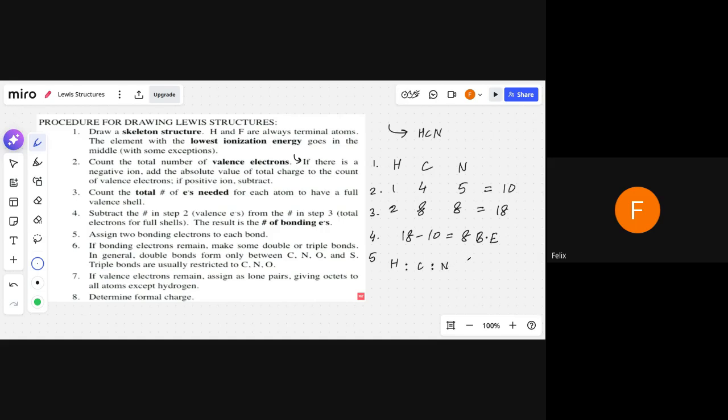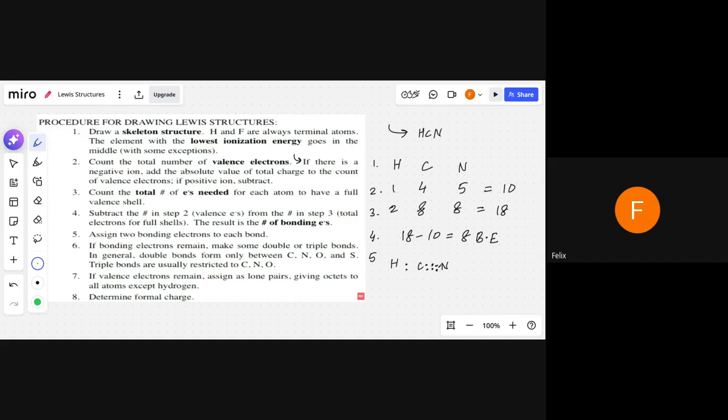Now it says that if bonding electrons remain, make some double or triple bonds. In general, double bonds form only between carbon, nitrogen, oxygen, and sulfur, and triple bonds are usually restricted to carbon, nitrogen, and oxygen. So out of 8 bonding electrons, we have assigned, sorry, 4, and now 4 are remaining. So the remaining electrons will be assigned between carbon and nitrogen. So 1, 2, 3, 4.